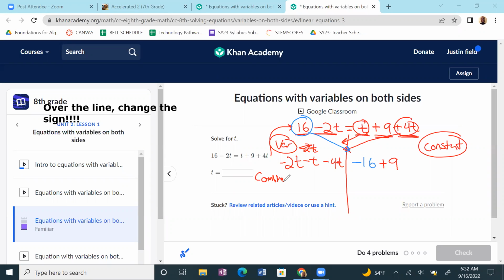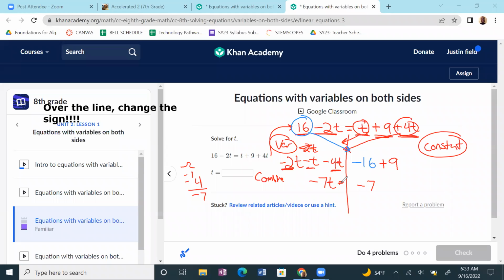Okay, so negative 2, negative 1, that's negative 3, and negative 4. So let me just do that. Negative 2, negative 1, negative 4. What does that combine to? Negative 5, negative 7, right? So negative 7t. And then negative 16 and 9. Subtract those numbers. Get the bigger one's sign. That's negative 7.